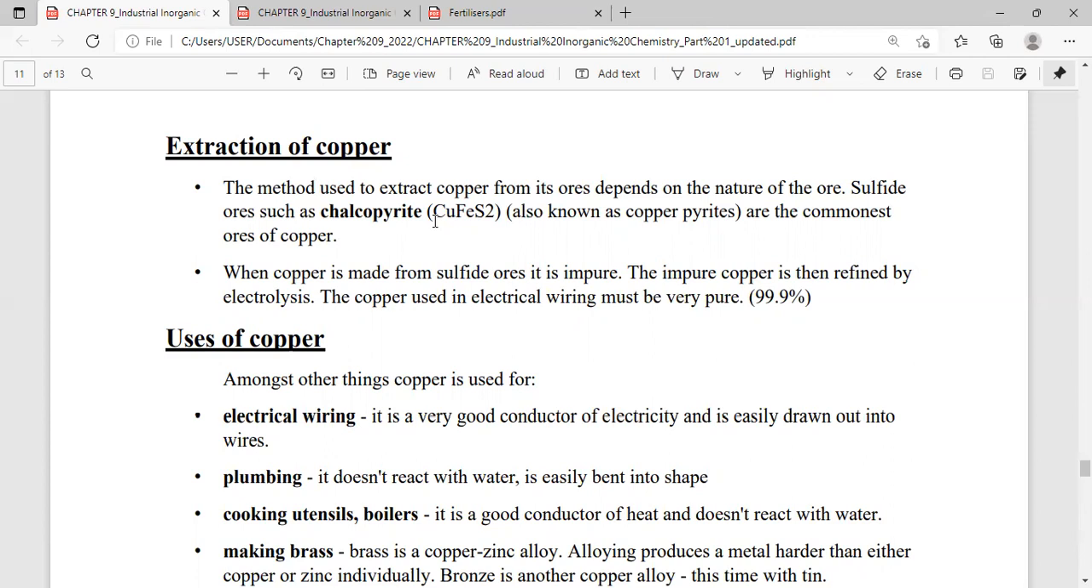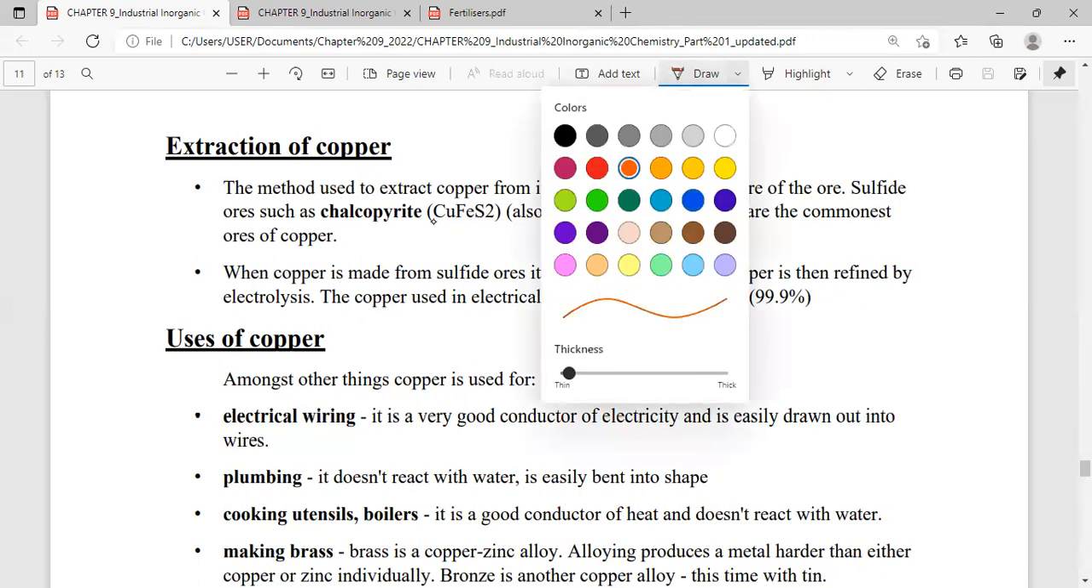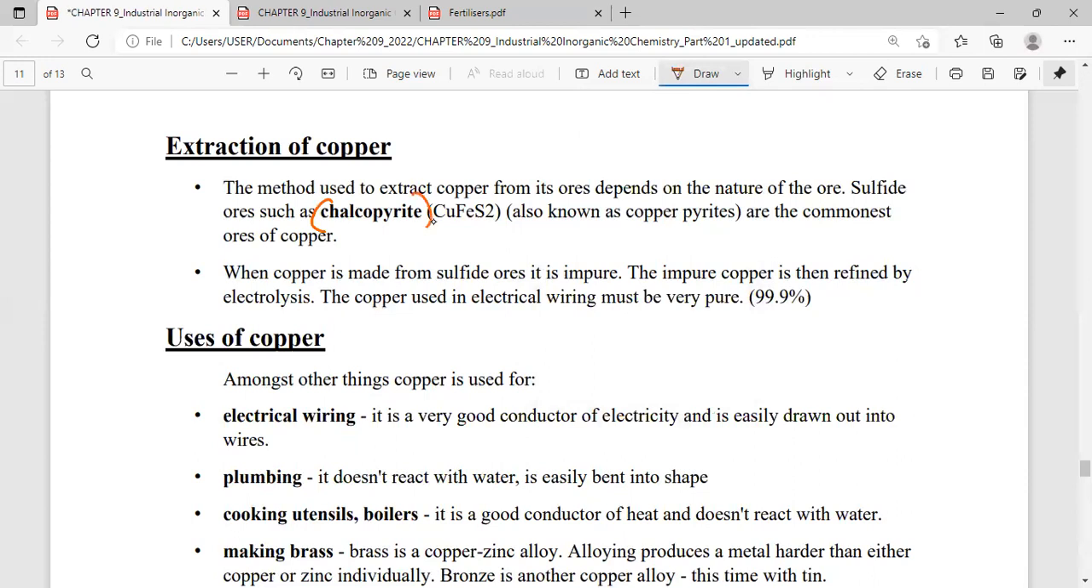Okay, so now let's look at extraction of copper. When you look at extraction of copper, there's basically not much of a big description like extraction of iron or extraction of zinc and so on. You just need to know that the name for the ore of copper is called chalcopyrite. Here copper is in combination with iron and sulfur. And this chalcopyrite is also known as copper pyrites.